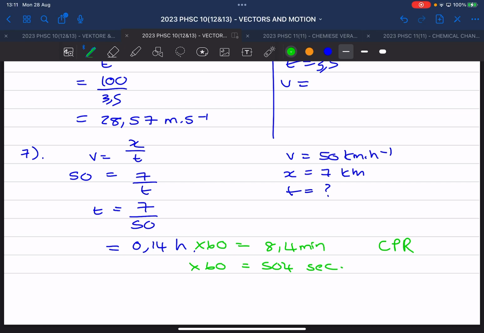Yes. I did not do the swapping thing. I just got straight from T equals 7 over 50. You need to start with a formula. Did you write down a formula? Then you lose a mark.